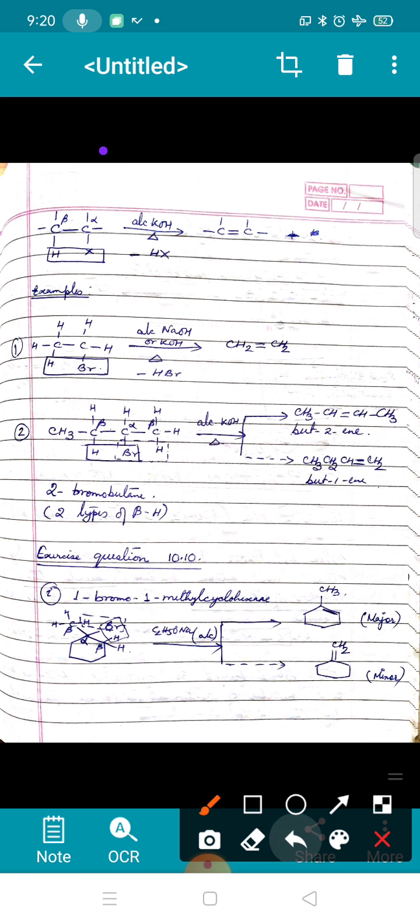Now when you treat it with alcoholic KOH followed by heating, then the molecule of HX from here will be lost. The moment H and X are lost from here, this bond and this bond of carbon become free and they hold each other's hand. I mean they combine with each other to form a pi bond, and that's how we get an alkene. So let us talk about this example.